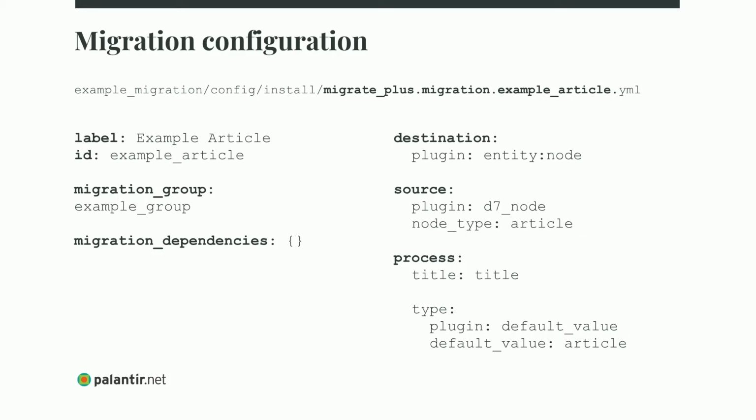The destination is the first thing that I'll usually add and figure out: what am I creating from this migration? In this case, we're going to create a node. Where am I getting this data from? The source in this case is a Drupal 7 node.